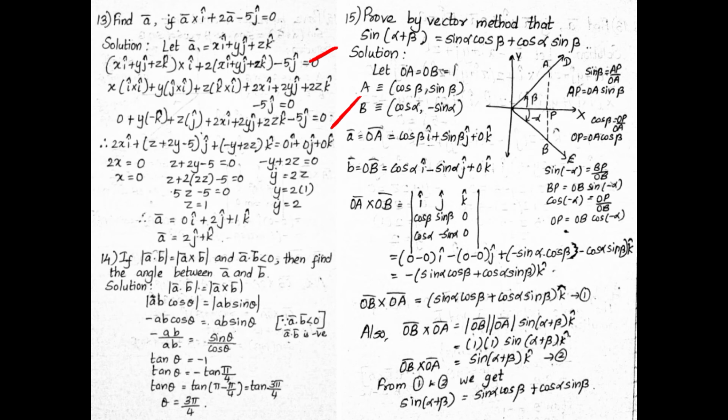Magnitude of a vector dot b vector is equal to magnitude of a vector cross b vector. Therefore, by the definition of the dot product and the cross product, we get magnitude of a, b cos theta is equal to magnitude of a, b sin theta. Since a dot b is less than 0, that is negative, therefore -ab cos theta is equal to ab sin theta. Therefore, -ab upon ab is equal to sin theta upon cos theta. Therefore, tan theta is equal to -1.